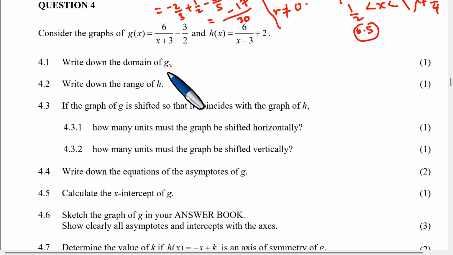To get the domain, you must just say x plus 3 cannot be 0. You don't allow division by 0. And that means x is not -3. That means x is not -3.